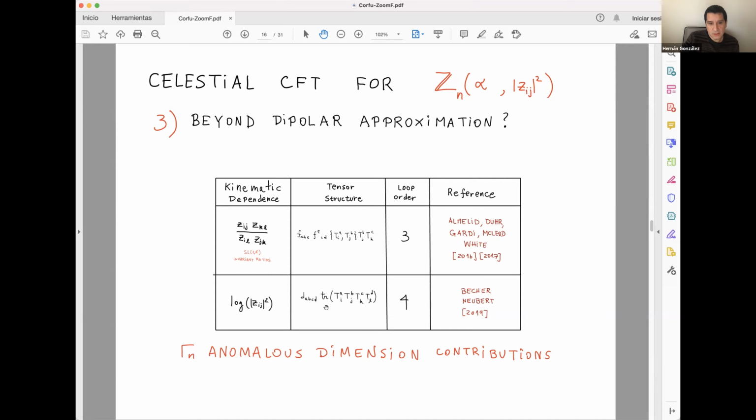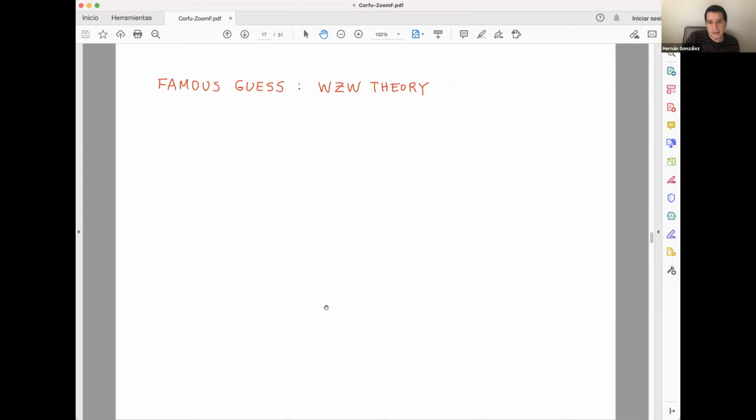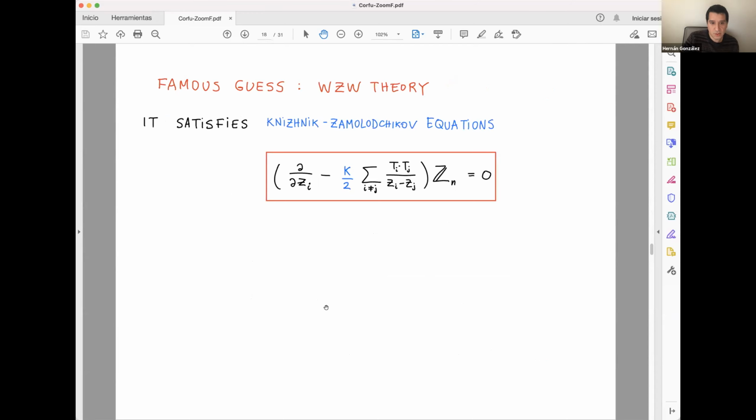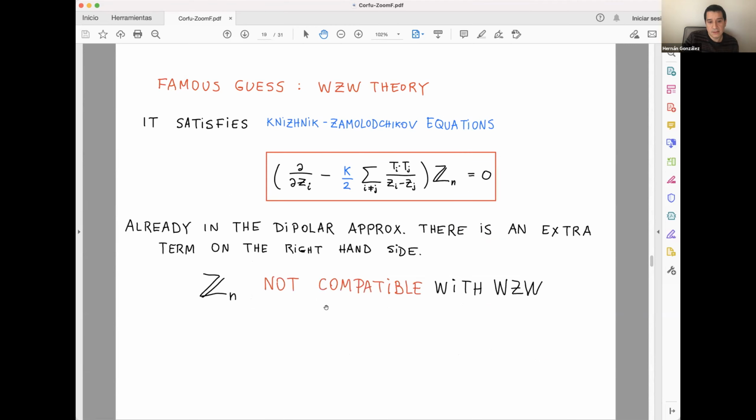So just to finish, one could ask what happens if you consider the Wess-Zumino-Witten theory as the theory controlling these degrees of freedom. There is a very strong constraint that the correlation functions of the Wess-Zumino-Witten theory satisfy, this KZ equation. And you can immediately see that at the level of the dipole approximation already, there is an extra term on the right-hand side that does not allow you to fulfill this equation. So at the end of the day, this is not compatible with the Wess-Zumino-Witten model.